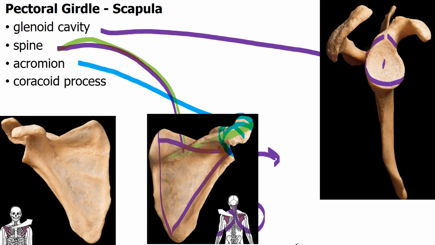And then lastly, on the anterior surface, what we find is the coracoid process, which will be anterior to that acromion and will act as attachment sites for different muscles.